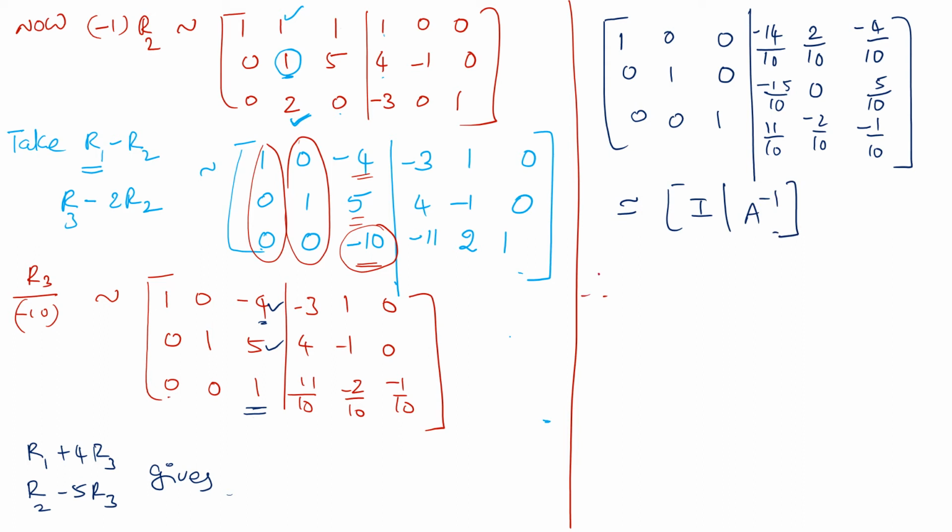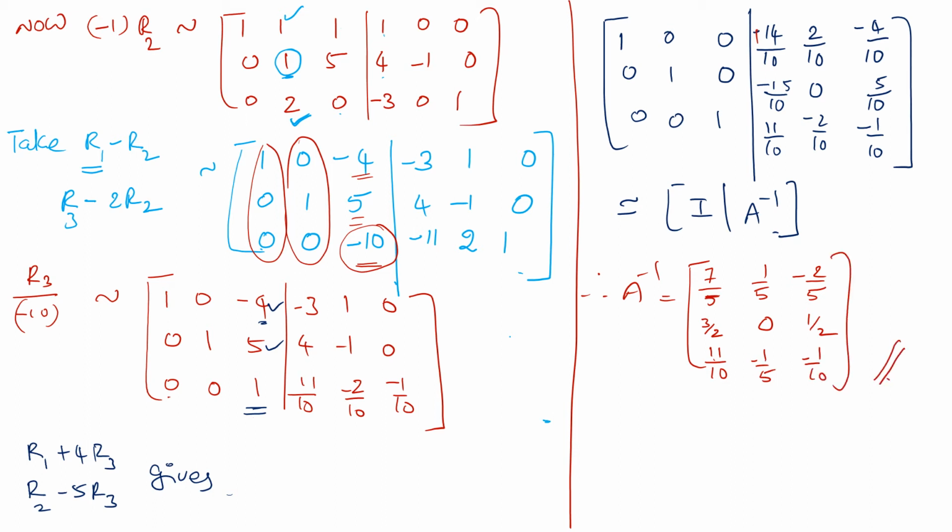Therefore A inverse equals, this is minus 14 by 10, this is plus, not minus, plus, so this is 7 by 5, this is 1 by 5, this is minus 2 by 5, and this is 3 by 2, this is 0, this is 1 by 2, this is 11 by 10, minus 1 by 5, minus 1 by 10. This is A inverse. Okay, this is without partial pivoting.